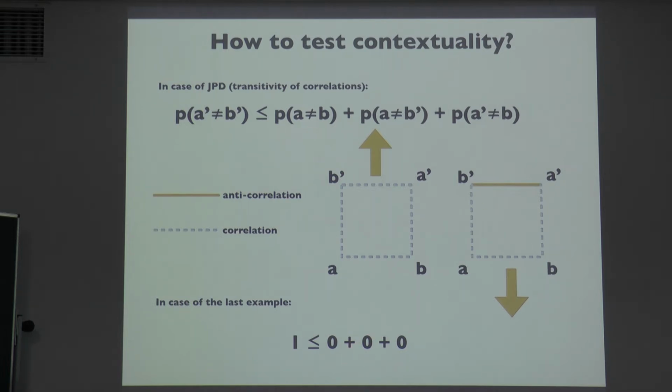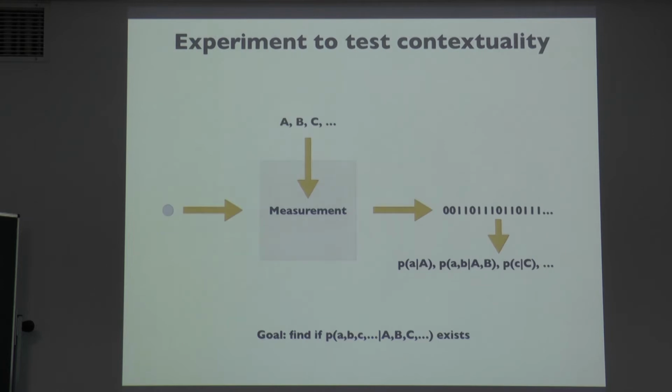Okay, so basically in any experimental test of contextuality, what you basically have is some system, let's say a particle. You just put this particle into some measurement device, and then you can use this measurement device to ask different questions, to measure different properties of this system. Let's call these properties A, B, C, and so on. And then we get a string of data. And then from this string of data, we can evaluate probabilities, and we can have some marginal probability.